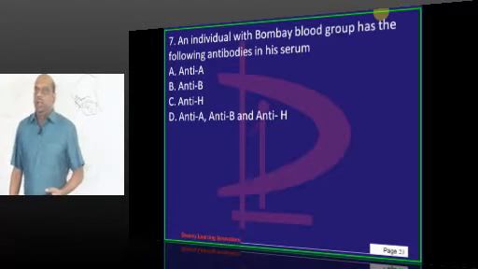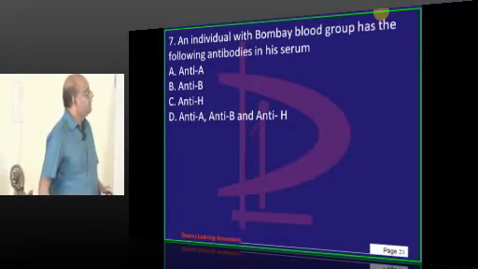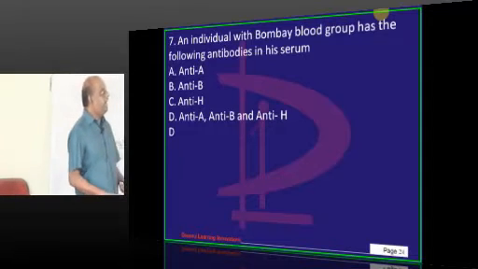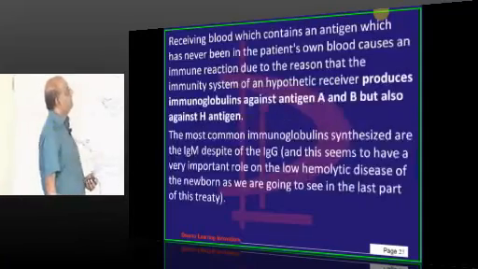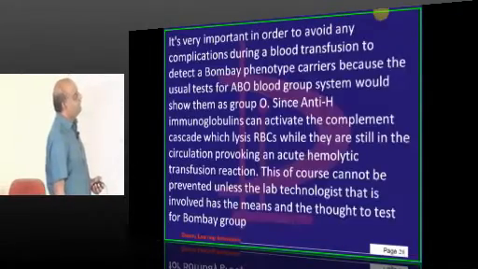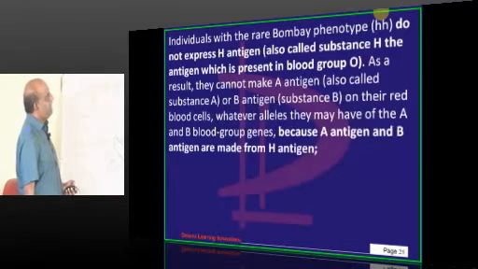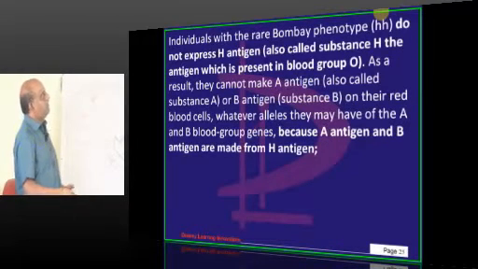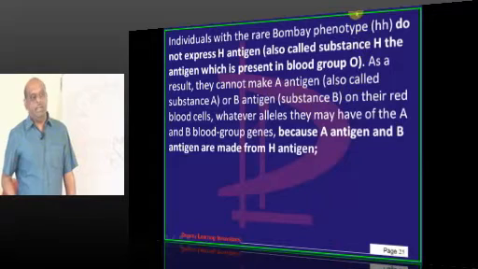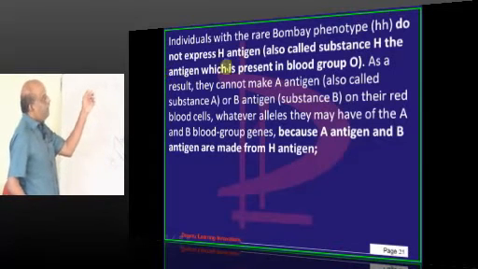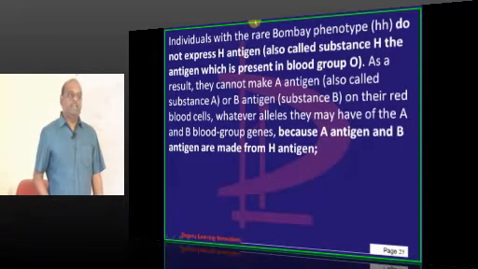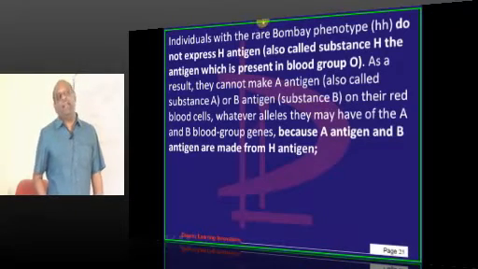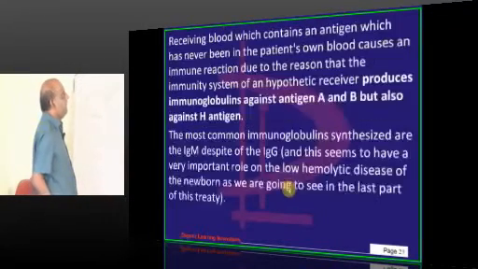If there is a Bombay blood group, the person will have anti-A, anti-B and also anti-H. All the three antibodies will be there in his serum. Why will all the three be there? Basically, in the Bombay blood group, what is the meaning of Bombay blood group? They do not express any H antigen, which is also important for expressing the A antigen and B antigen. Hence, they will have all the three antibodies, anti-A, anti-B and anti-H, is what you have to remember.